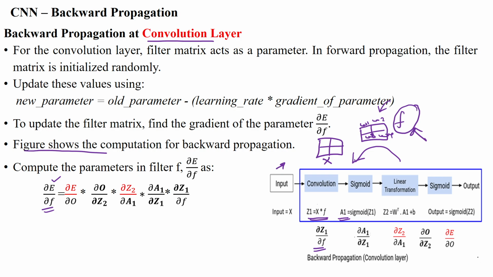So when you are applying the chain rule, dou E divided by dou o, then dou o divided by dou g2, then dou g2 divided by dou a1, then dou a1 divided by dou g1, then dou g1, which has all the filter values, divided by dou f. That's what is given here. So we have to identify the values for all of these. Already we found in the previous slides the values up to here, so we have to find these three terms.